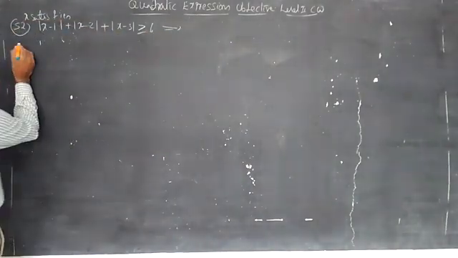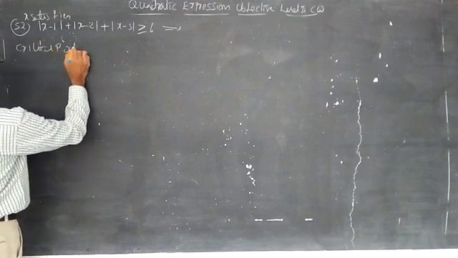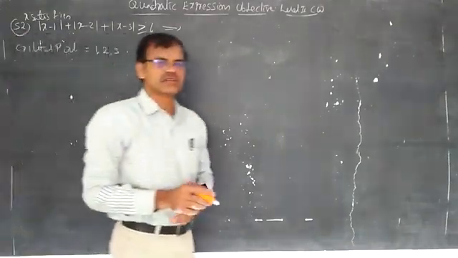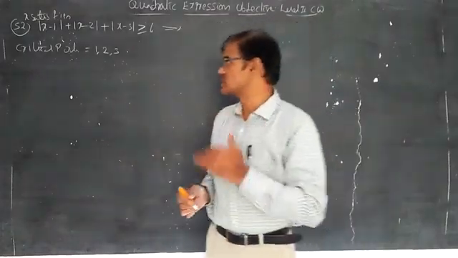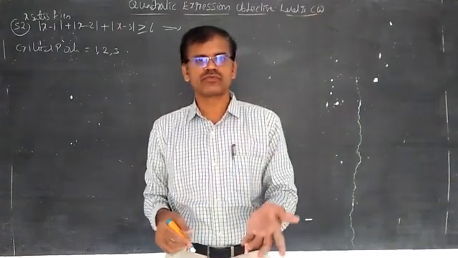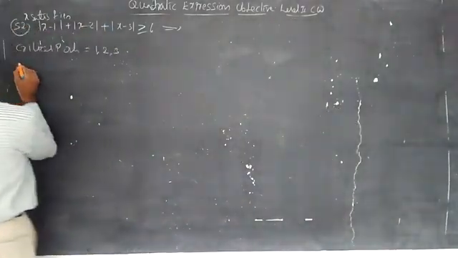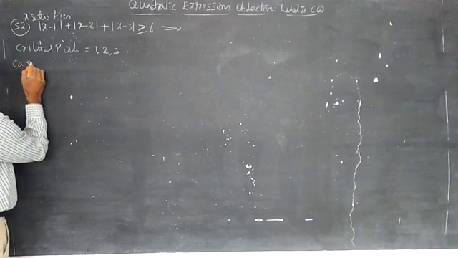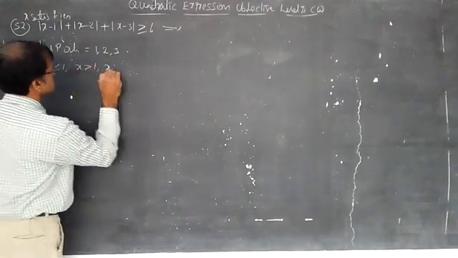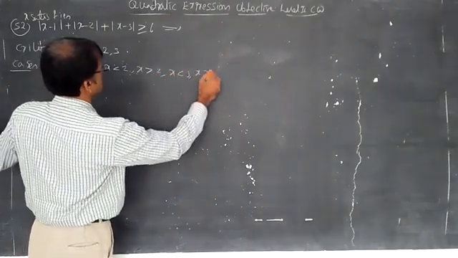By critical points, first of all we can write 1, 2, 3. Critical points are 1, 2, 3. In the limits or continuity concept we have discussed that whenever 1, 2, 3 numbers are there, we consider left of one, right of one, left of two, right of two, left of three, right of three. So here the cases are x less than 1, x greater than 1, x less than 2, x greater than 2, x less than 3, x greater than 3.